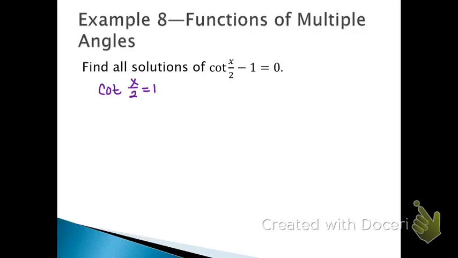But remember, we don't want to use our reciprocal trig functions. We don't want to use cosecant, secant, or cotangent. So the reciprocal of cotangent is tangent, and your x stays the same, so it's tangent of x over 2 equals the reciprocal of 1, which is 1. So we're looking for where tangent is positive.